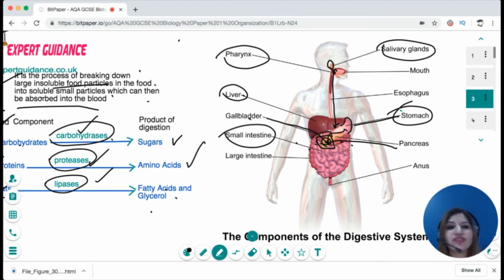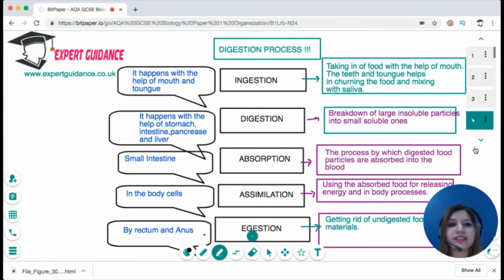The digestion is finished. In the small intestine, the food gets absorbed into the blood, and then undigested food passes into the large intestine. The large intestine absorbs all the water and converts the undigested food into the semi-solid mass called the feces, and the feces is thrown out of the body through rectum or the anus. So this is the whole process of digestion.